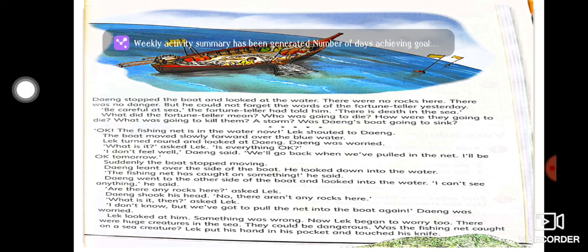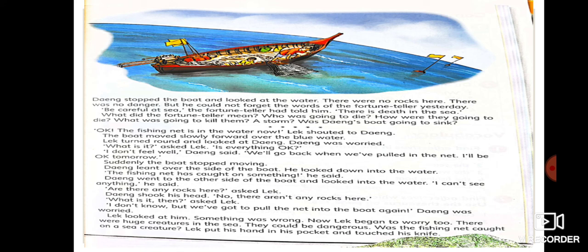Open your language book on page 9 and read with me. Dang stopped the boat and looked at the water. There were no rocks here. Do you know that when there are rocks, they make the sailing very difficult and they make the boat move slowly, and this can harm the boat, okay? And the place that they stopped at, there weren't any rocks, okay? There were no rocks here.